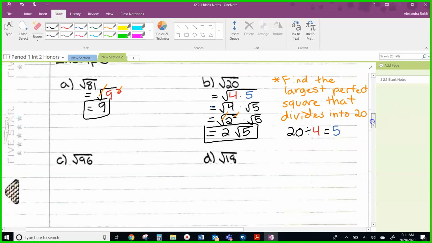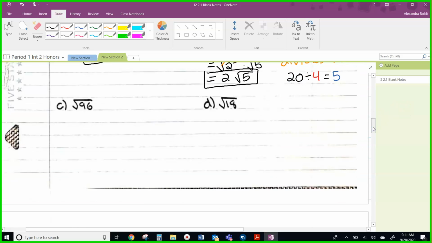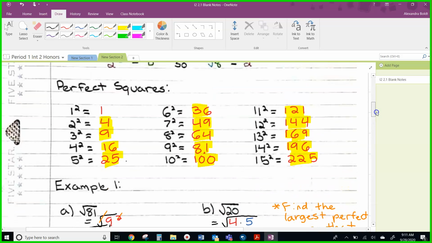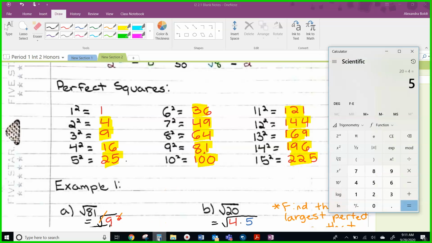Okay, let's look at part C. We have square root of 96. Again, I'll look in my list of numbers. 96 is not in my list of numbers. It'd be between 81 and 100, and it's not there. So I'm going to start dividing. I'm going to start with 81 because that's the biggest number that's still smaller than it.